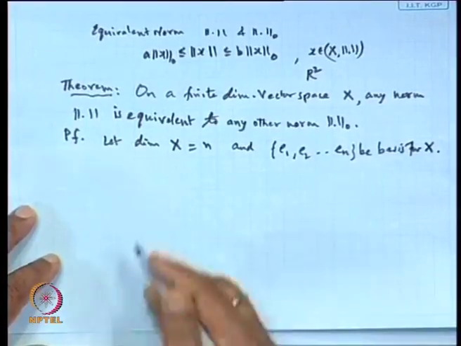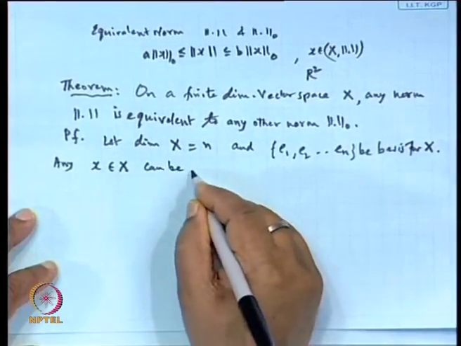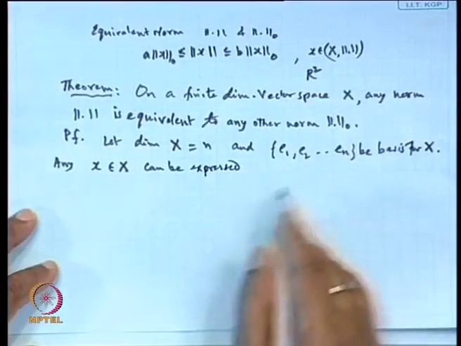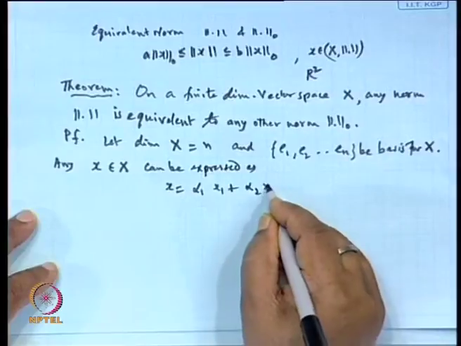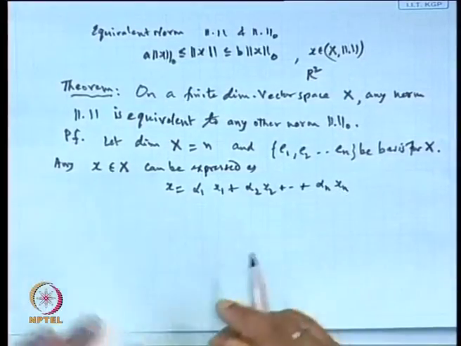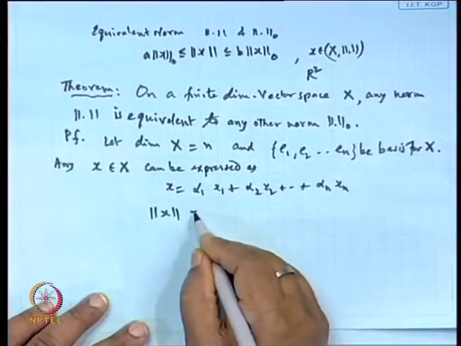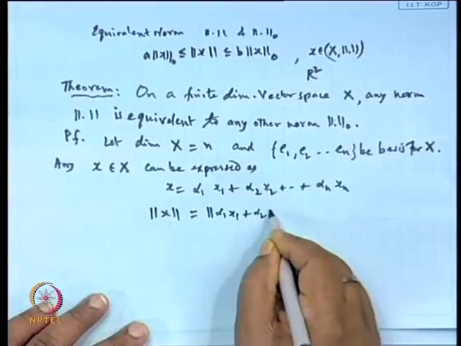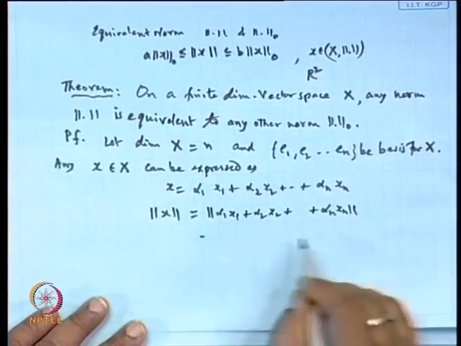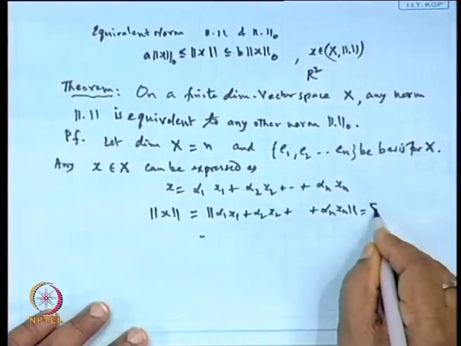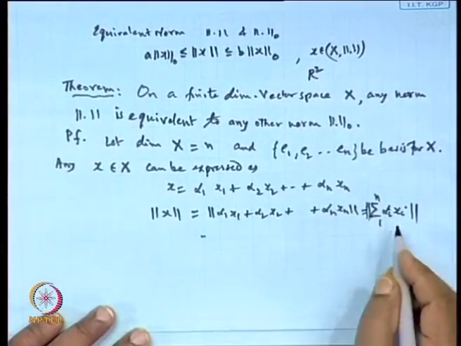So, any arbitrary element x can be expressed in terms of the basis elements as a linear combination, alpha 1 e1 plus alpha 2 e2 plus alpha n en. Now, if we take the norm of this with respect to the first one, then what we get is the norm of alpha 1 e1 plus alpha 2 e2 plus alpha n en, or the norm of sigma alpha i e i, i from 1 to n.